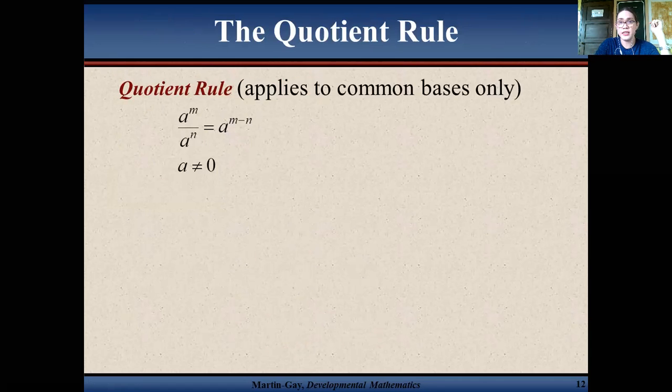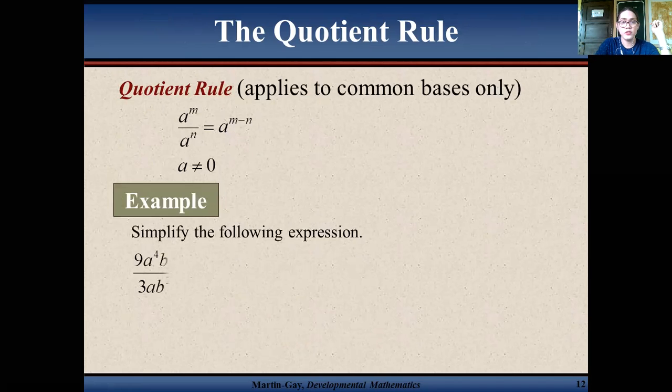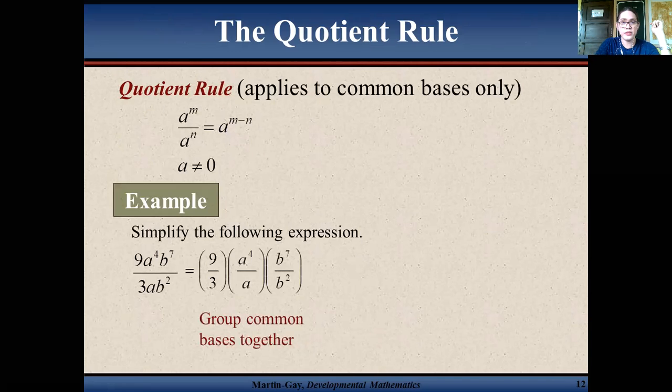And here, as I mentioned a while ago, the quotient rule applies to common bases only. So let's have an example. You have 9 over 3, then a to the power of 4 over a, b to the power of 7 over b squared. Then group common bases together. Applying the quotient rule to common bases, we have 9 divided by 3, that gives you 3.